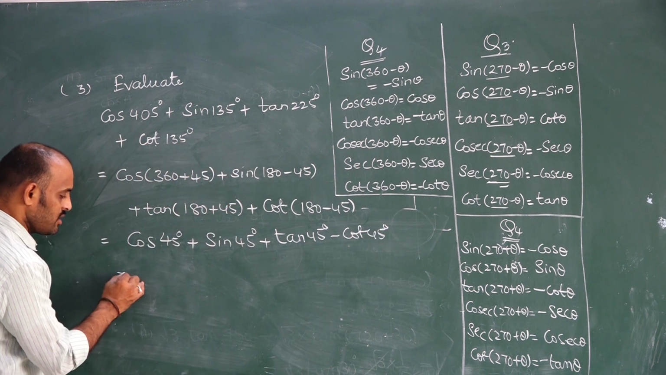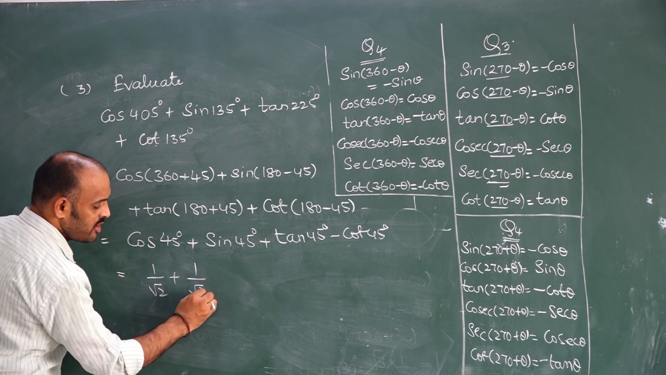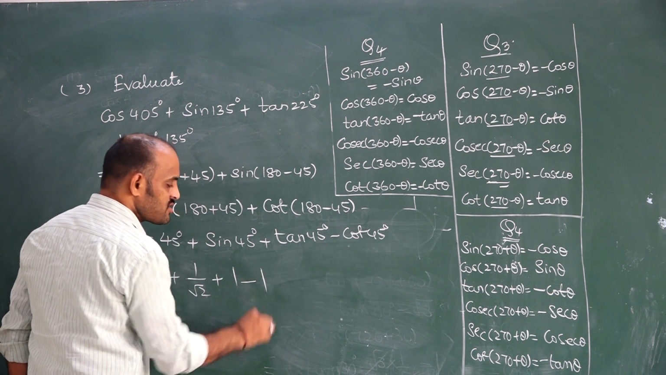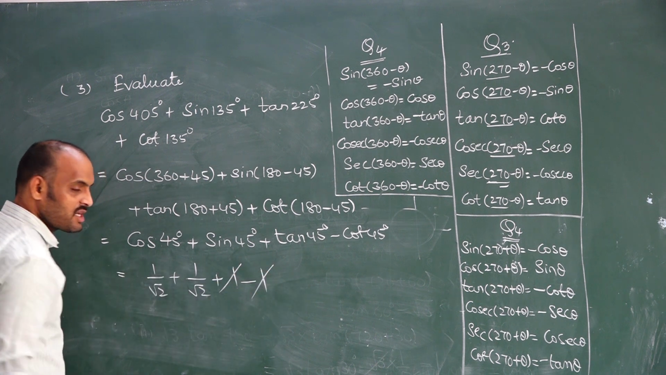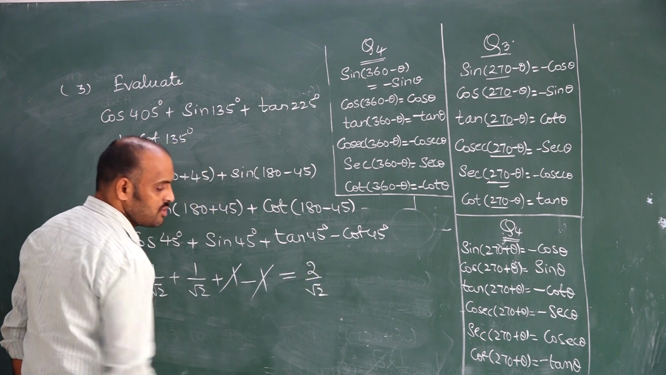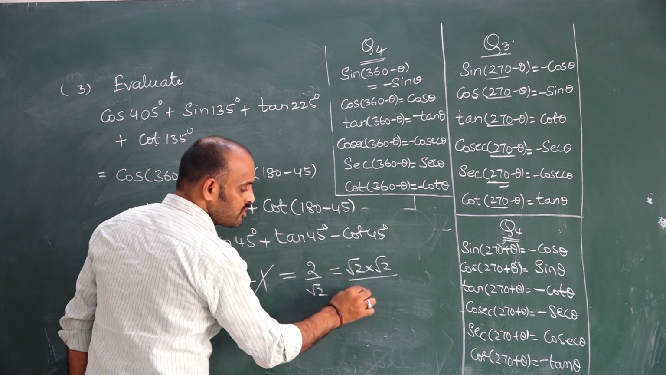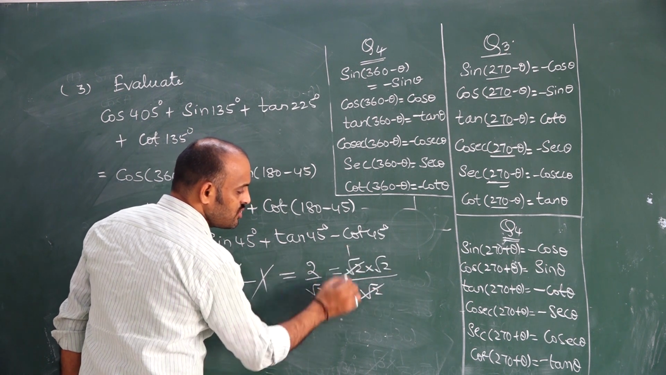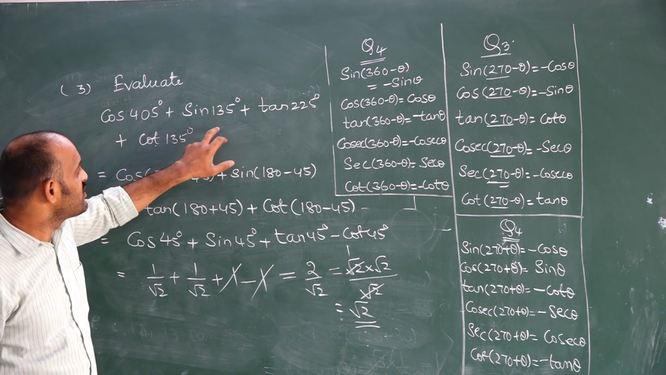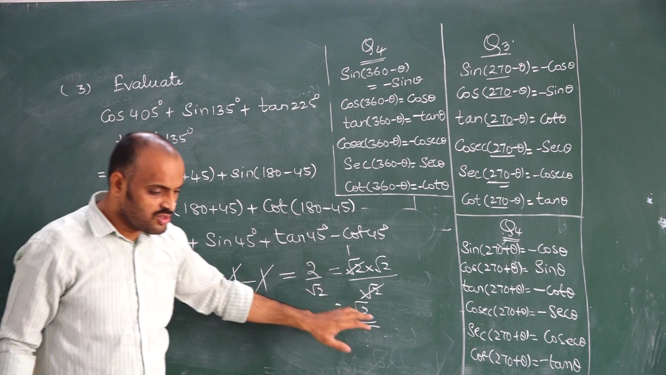Minus cot theta. Cos 45 degrees is 1 by root 2. Sin 45 degrees is 1 by root 2. Tan 45 degrees is 1. Minus cot 45 degrees is minus 1. Plus 1 minus 1 gets cancelled. 1 by root 2 plus 1 by root 2 is 2 by root 2. 2 can be written as root 2 into root 2. If I cancel one root 2, we get root 2. Therefore, cos 405 degrees plus sin 135 degrees plus tan 225 degrees plus cot 135 degrees is root 2.